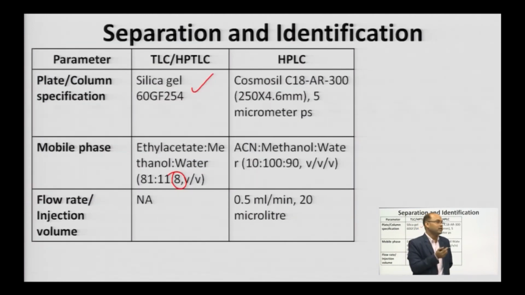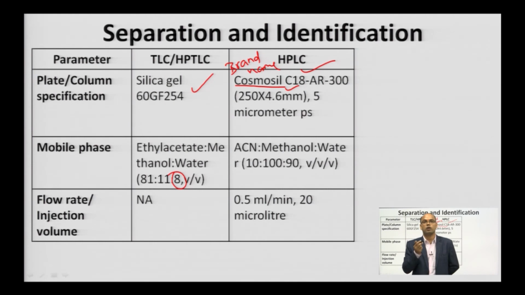If you look at the HPLC analysis, we have used the column Cosmosil. Cosmosil is the brand name of the column which we have used, and it is a C18 column. C18 column means the stationary phase is coated with C18 polymer. So, in this way it provides a non-polar stationary phase for the polar solvents as mobile phase. So, these are the specifications for the column.